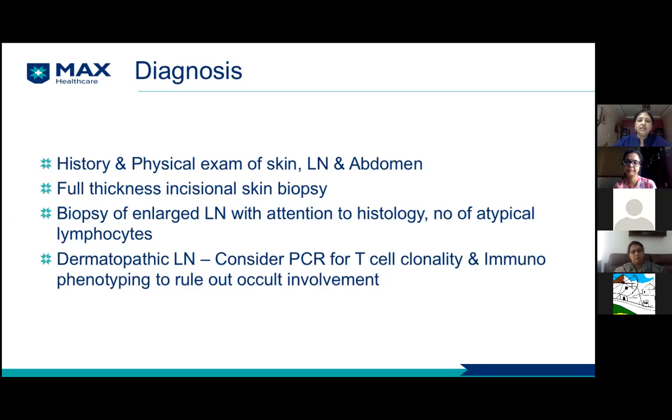There is a term called dermatopathic lymph nodes. When examined by a pathologist, they may not find classical histopathology features of mycosis fungoides, but at the same time, they might tell you that the lymph node architecture is not looking normal. It is looking as if there are some changes in the cortical and subcortical part of the lymph nodes. If there is any doubt whether these lymph nodes are positive or negative, you can do PCR for T cell clonality for ruling out occult involvement of these lymph nodes.